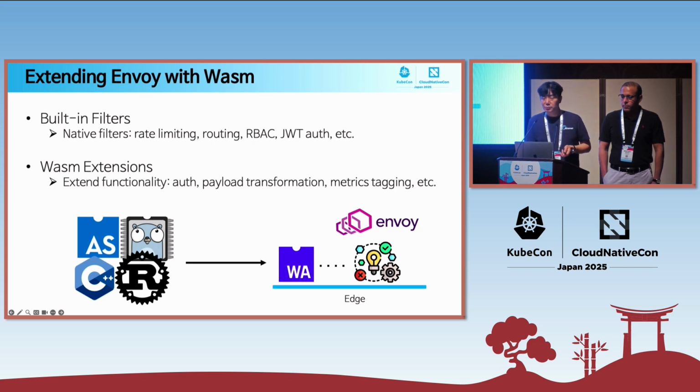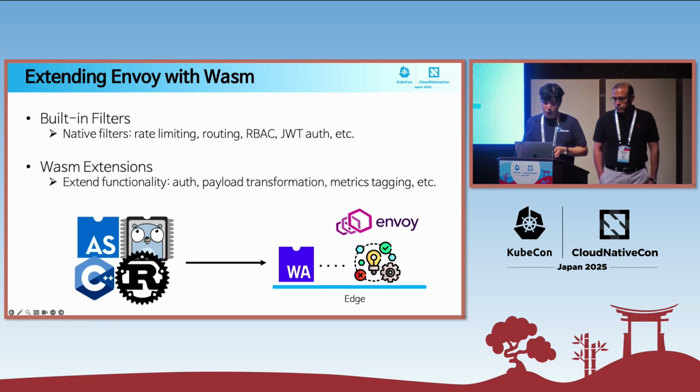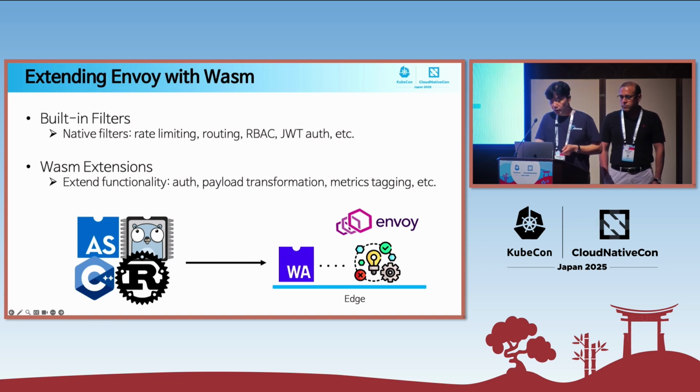And thanks to Wasm extensions, you can add more complex logic like authentication and payload transformation. In this case, payload transformation means that if you want to change the API paths or request headers, you can do that with payload transformation. And metrics tagging as well, for easier monitoring and control of your traffic.